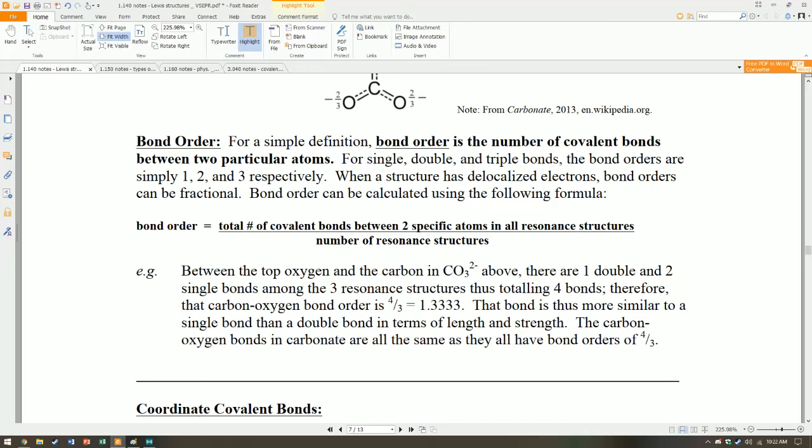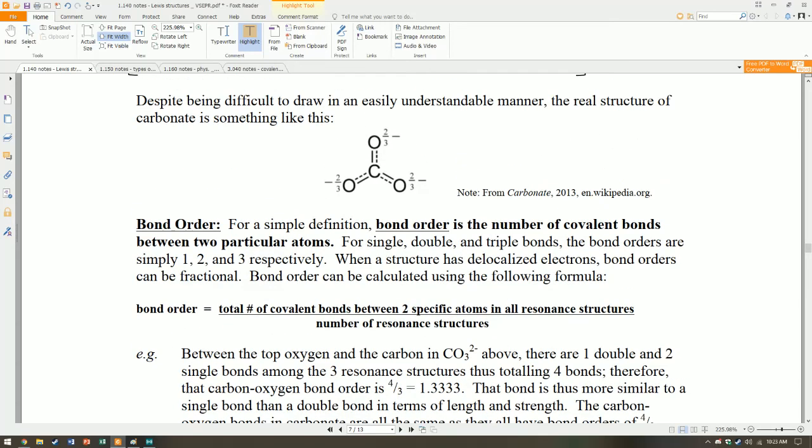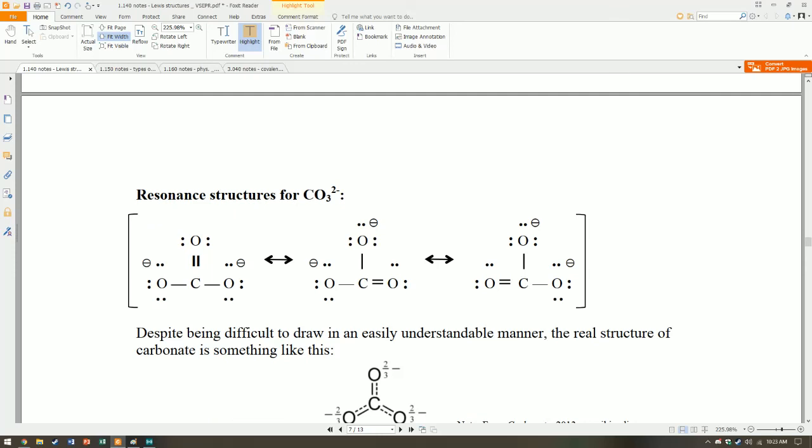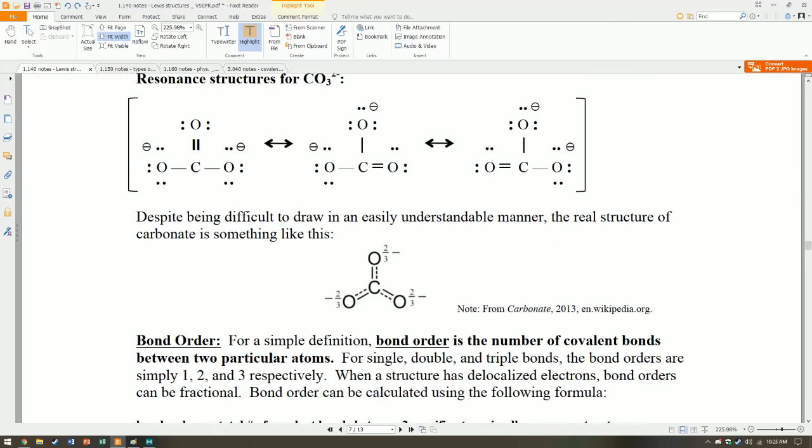And then bond order, it's a simple calculation. It's the total number of covalent bonds between 2 specific atoms across all resonance structures, divided by the number of resonance structures. So in the case of carbonate, it is a bond order of 4/3. Let's focus on this oxygen carbon here. So we have 1, 2, 3, 4. 4 over 3 is 4/3.